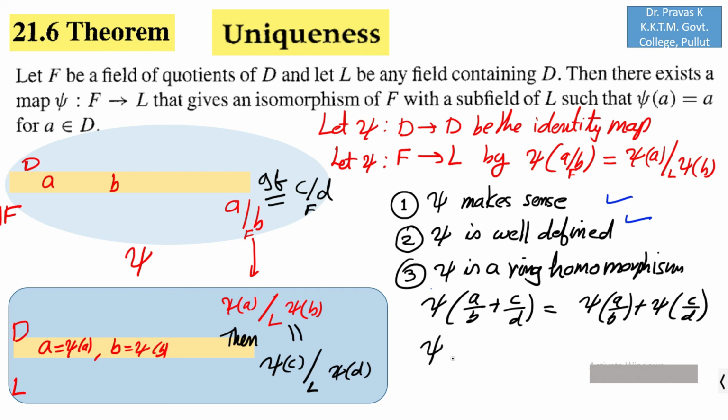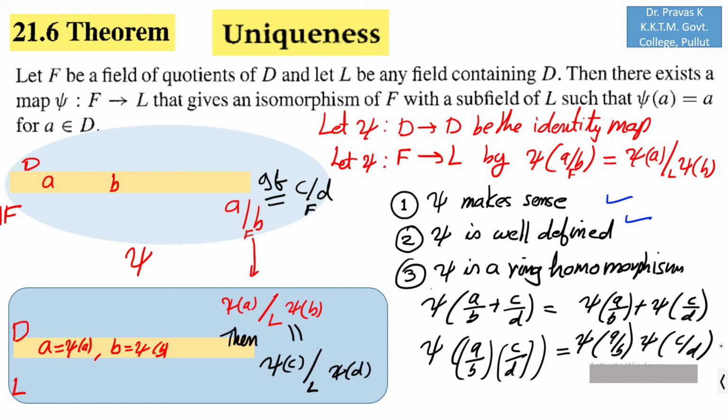Similarly, you can prove the next property required for a ring homomorphism, that is psi of A over B into C over D. Now by definition it is A over B into C over D, which is equal to psi of A over B into psi of C over D, since psi is an identity map in capital D. So we proved that psi is a ring homomorphism.